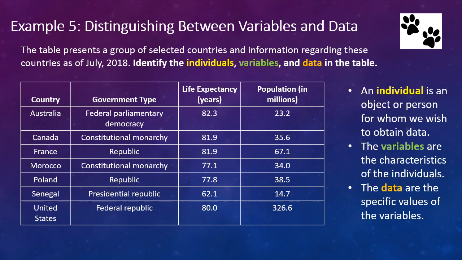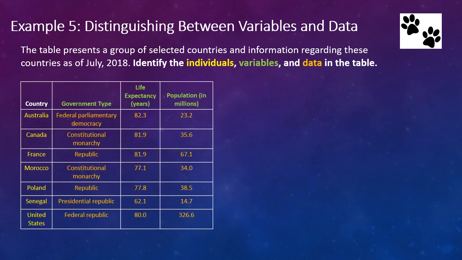All right. So remember, an individual is an object or person for whom we wish to obtain data. The variables are the characteristics of the individuals, and the data are the specific values of the variables. So here we can see the answer to this problem by colors. The individuals are in yellow, variables in green, and the data is in orange.